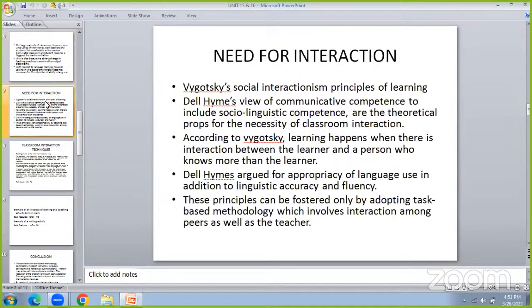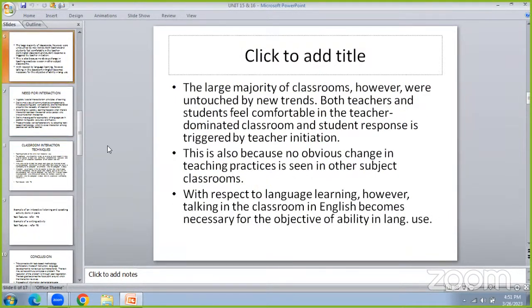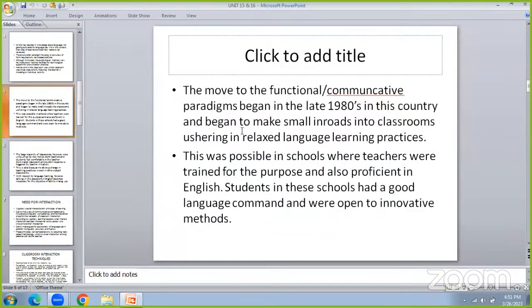So what is this? We have understood the structural approach, which mostly gives training in the grammar part. Then in the 1980s, the structural approach paved the way, depending upon the demands of the scenario of the 1980s, for the functional communicative approach, which was introduced and made inroads into the classroom. And what was the result of practicing this kind of functional communicative approach? The students in the schools had a good language command and were open to innovative methods. So this is how it has developed.